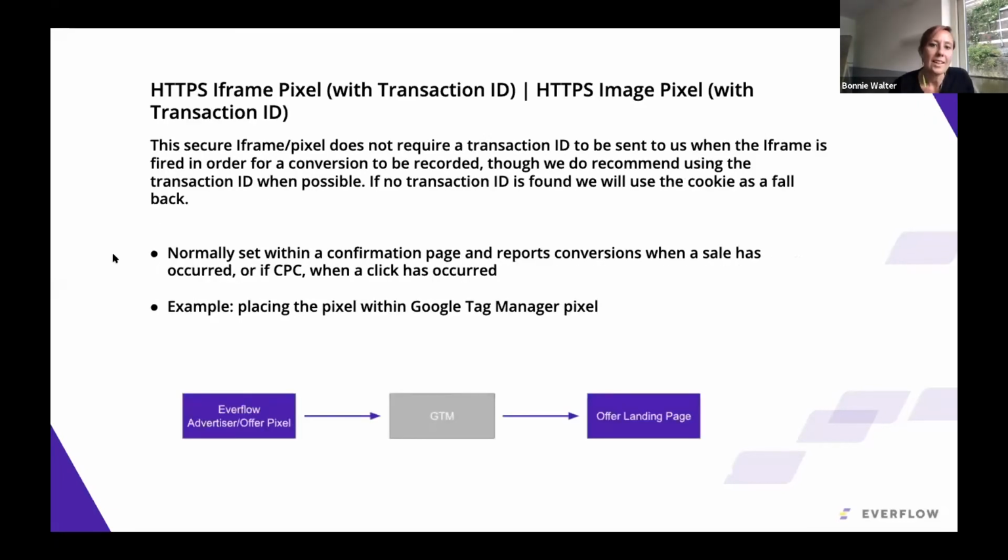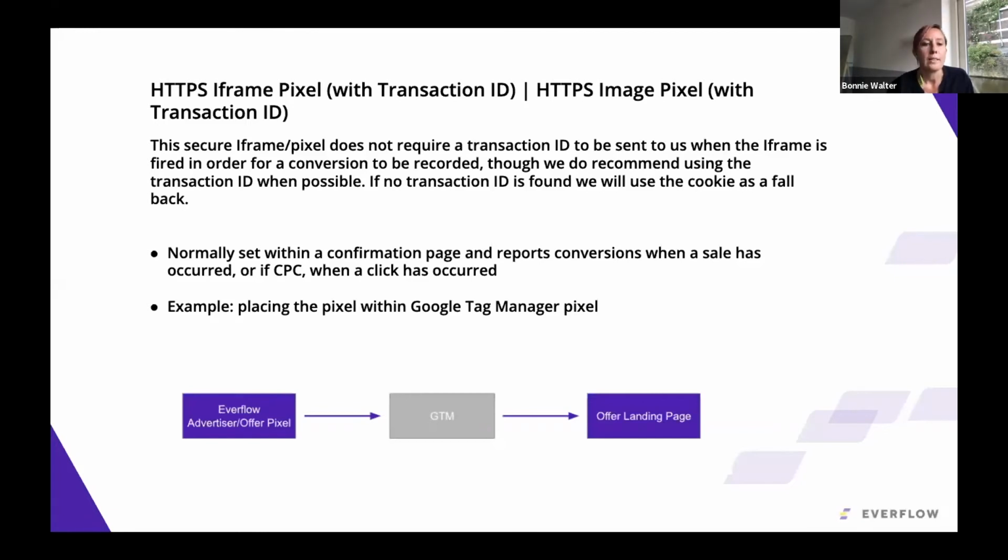So the iframe and the image pixel. The pixel is normally set within a confirmation page, and it reports conversions when a sale has occurred. You do not need a transaction ID. This is a little bit about what Pete was saying, but we do recommend the transaction ID because if not, it's using the cookie as a fallback.